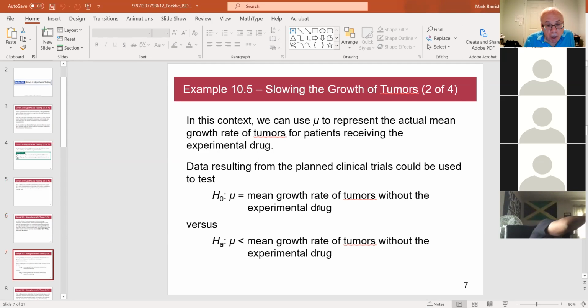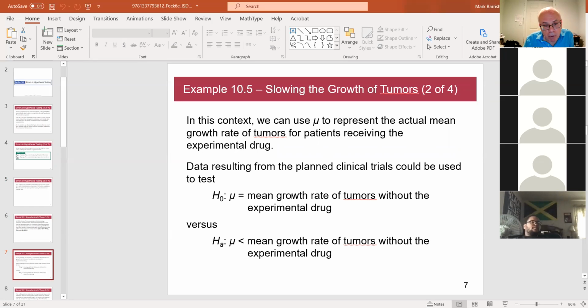So, what is the null hypothesis? The null hypothesis is what we're testing: the mean growth rate of tumors without the experimental drug. That would be the null hypothesis. And the alternative hypothesis would be that the mean growth rate is going to be lower, or it says here the mean growth rate is lower with the experimental drug. All right. So it says here we can use mu to represent the actual mean growth rate of tumors for patients receiving the experimental drug.